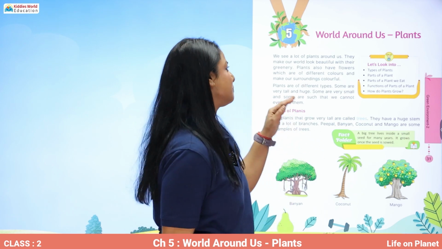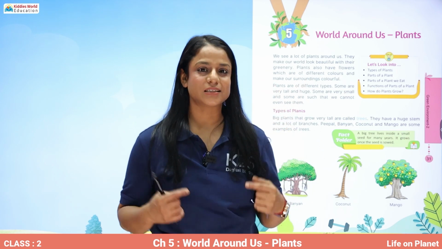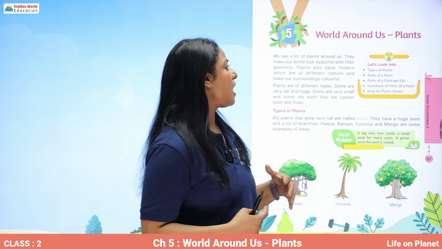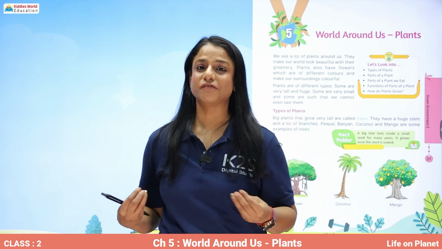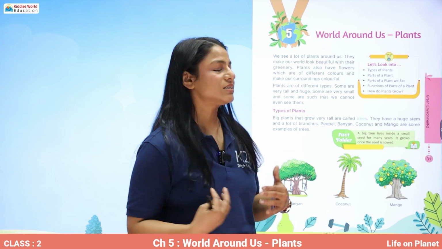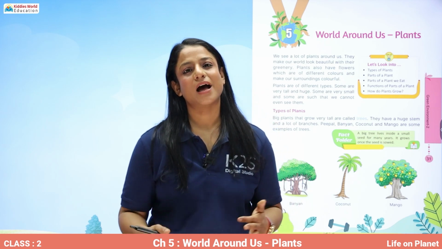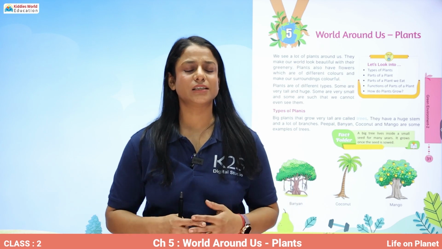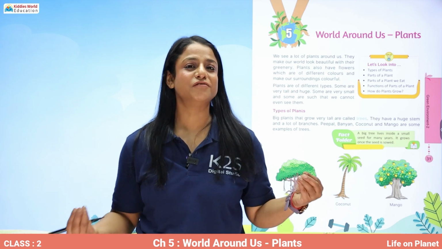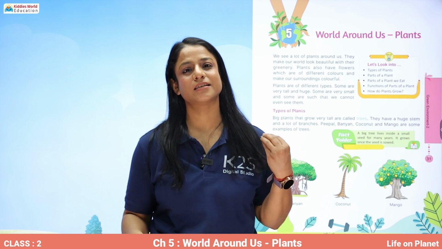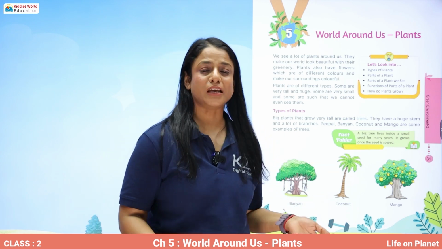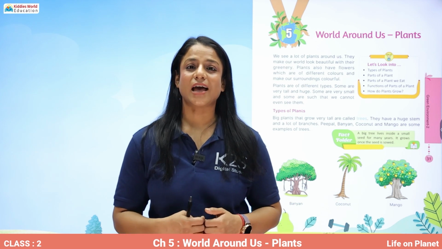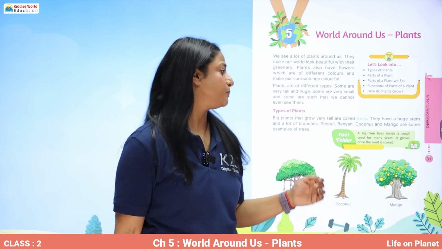Alright, so let's start. We see a lot of plants around us. They make our world look beautiful with their greenery. Plants also have flowers which are of different colors and make our surroundings colorful. So plants are mostly green in color, but they have different colored flowers on them. Some have red, some yellow, some orange, peach, white, purple, and they look so beautiful.